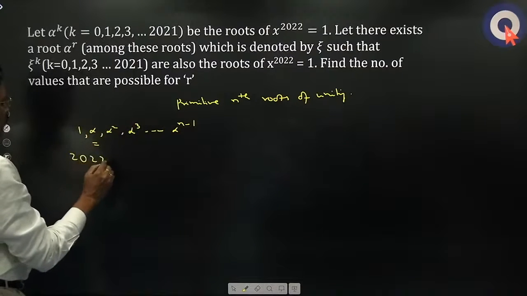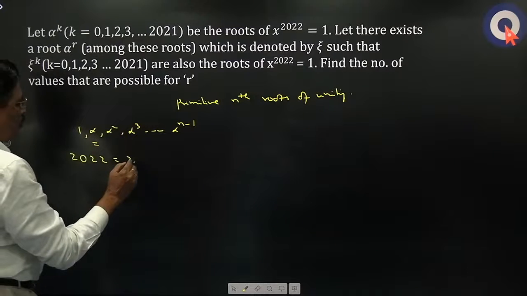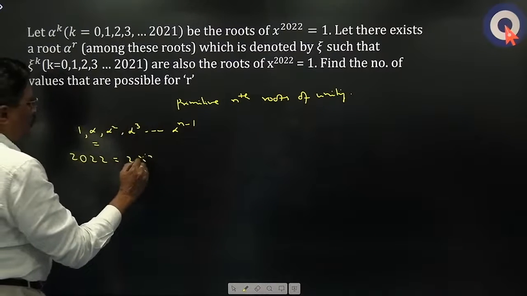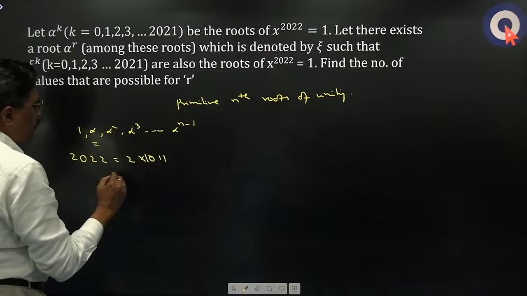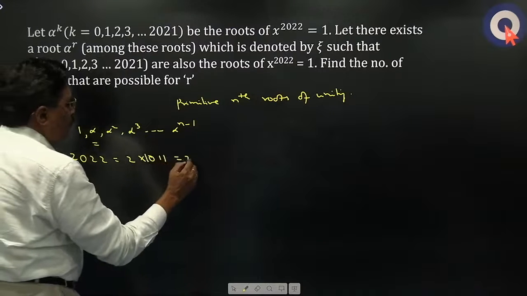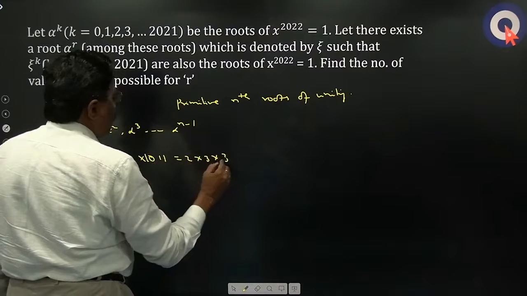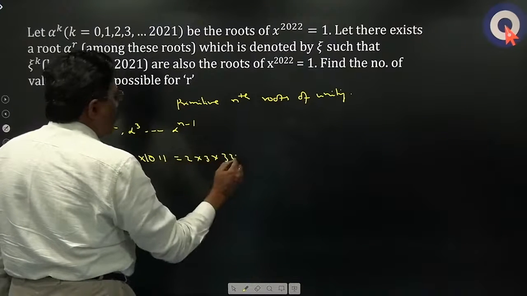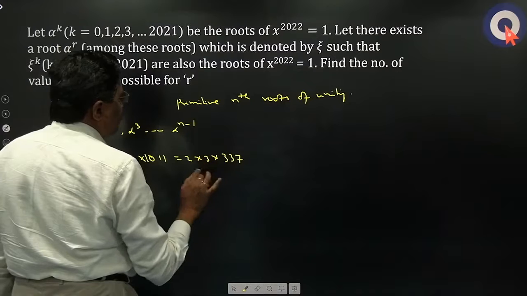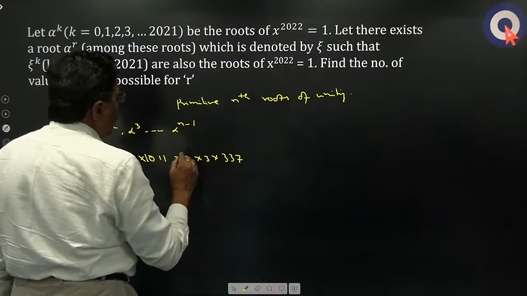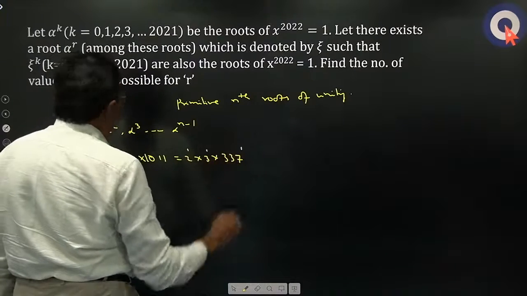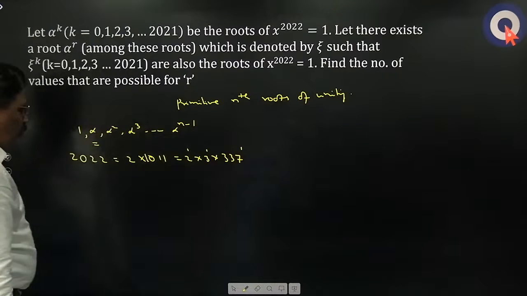You see, 2022, think of its prime factorization. 2 into 1011, which is 2 into 3 into 337. 337 in this case is also a prime number. All right. So the prime factorization of the given number 2022 is 2 into 3 into 337.